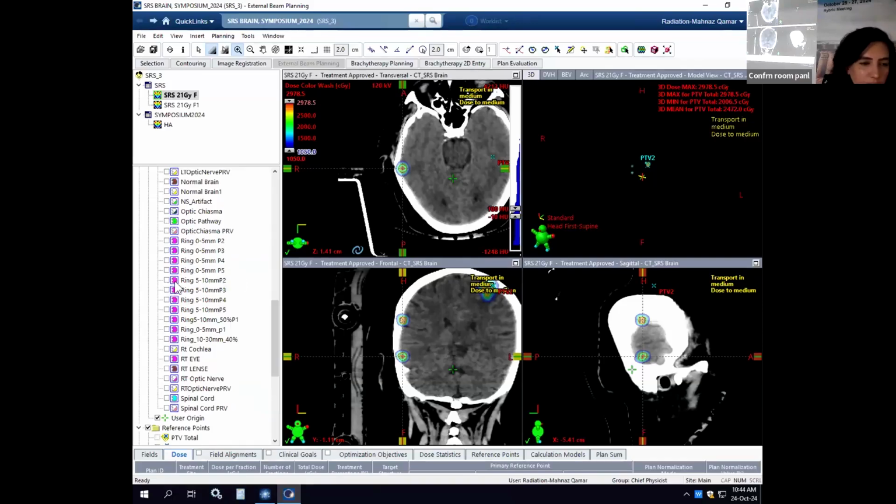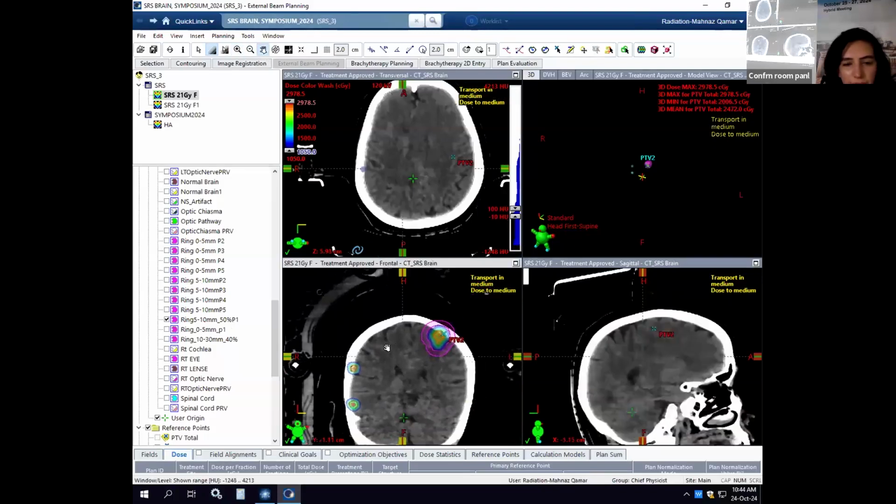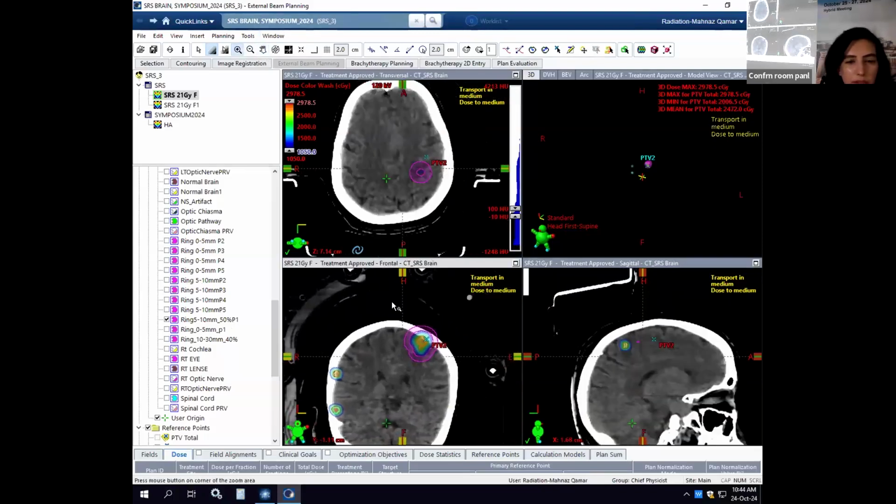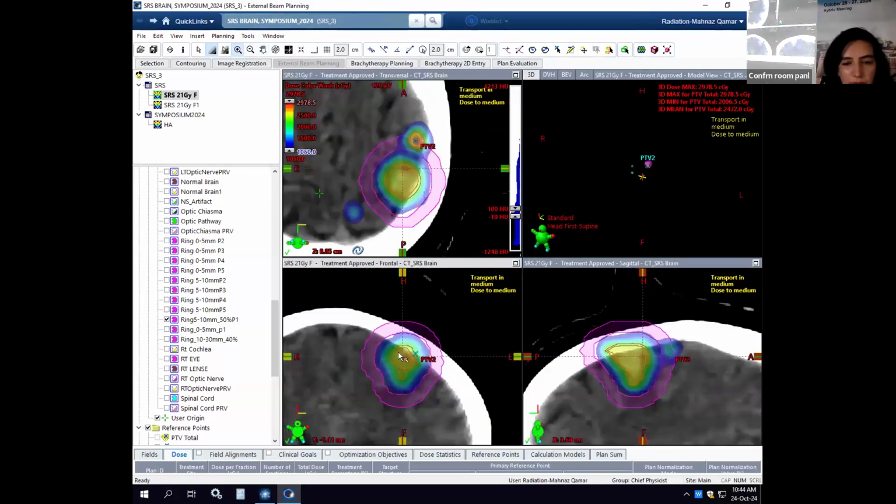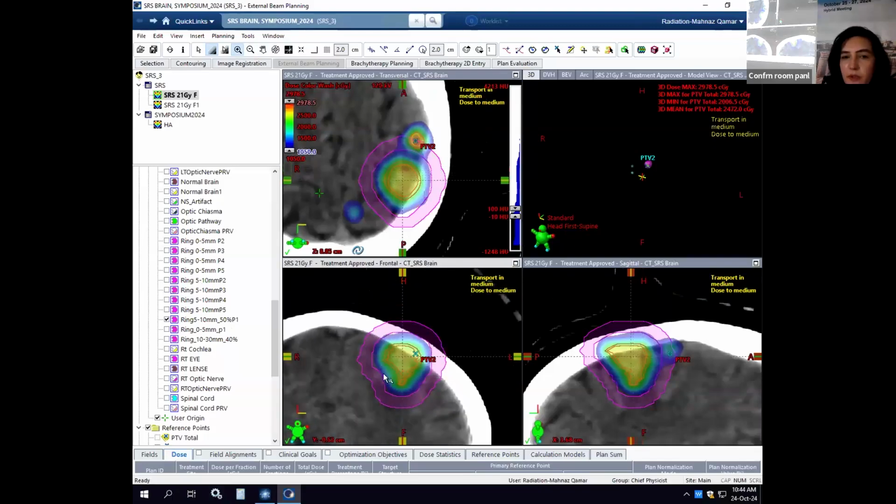And the more important, if I can turn on those rings, just 5 to 10, I can show you this one lesion where this is one of the largest lesions where that's the 50%. We're not concerned over there because that's not the brain. And the most important thing in this case was the normal brain.